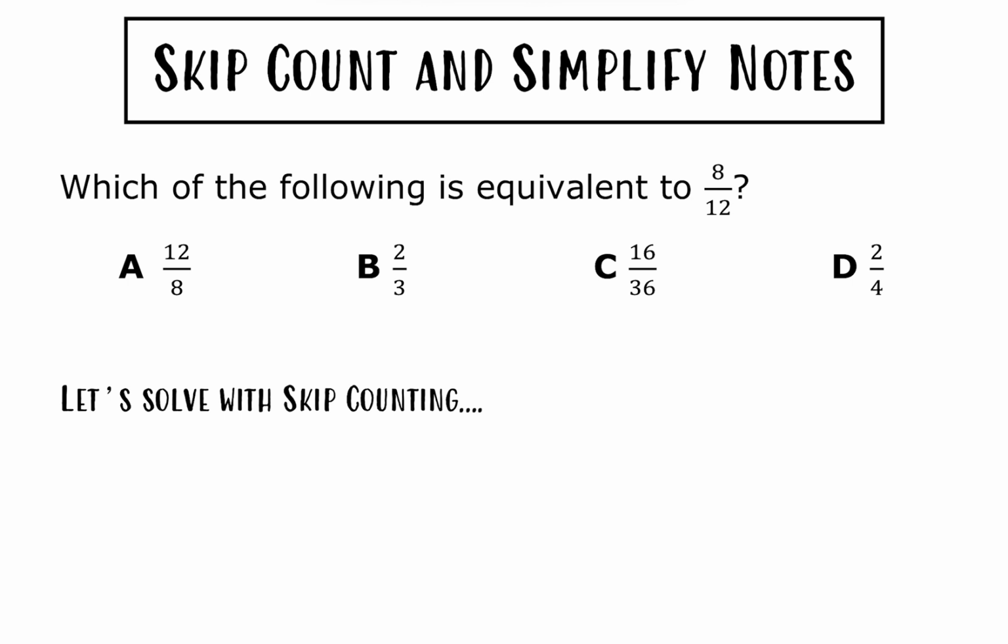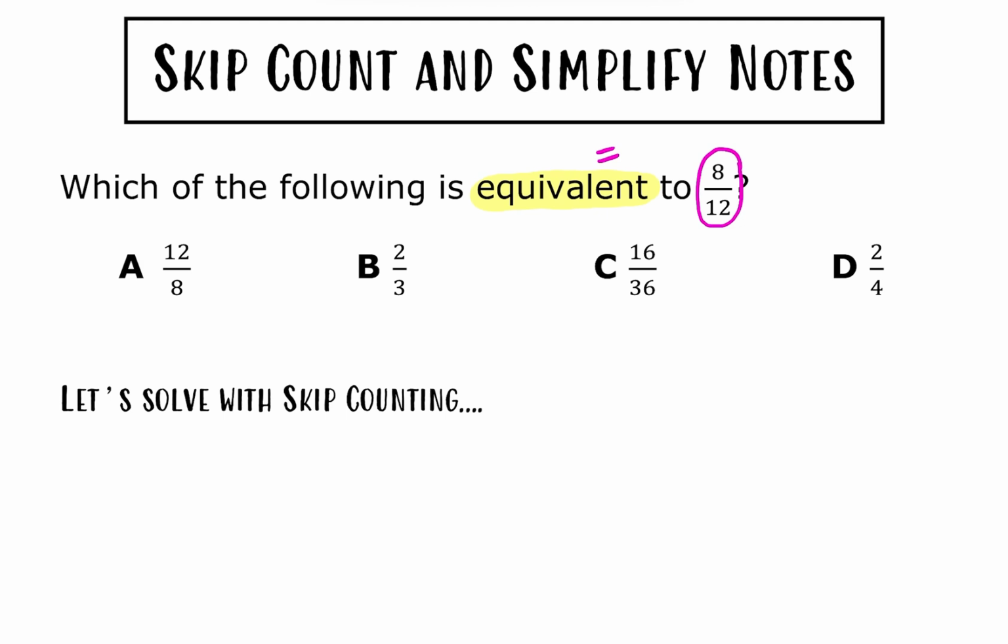It says, which of the following is equivalent to 8 twelfths? So we are going to highlight that word equivalent. Okay, highlight equivalent. And hopefully we know that equivalent means equal. So maybe not the same numbers, but they still mean the same value. So we have 8 over 12. 8 over 12 is what we are looking for. And if you notice, none of my answer choices say 8 over 12. They all have different numbers.